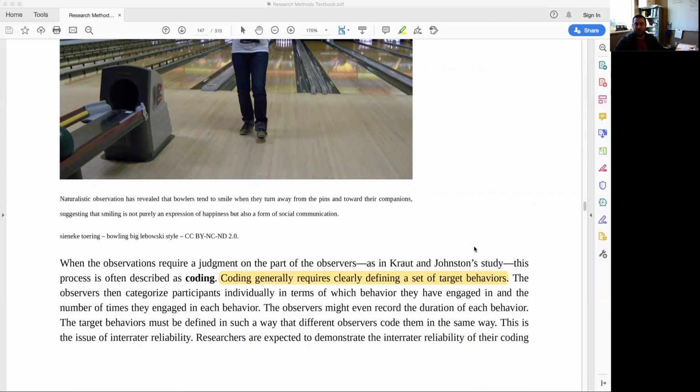Even with really good coding, there's still going to be errors that happen. I mean, humans make mistakes, but certainly we can try to limit those if we actually do coding with our studies and have norming sessions and things like that, to where hopefully all of our observers are on the same page.